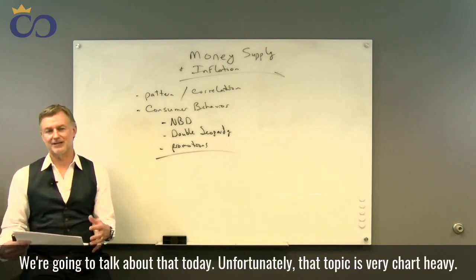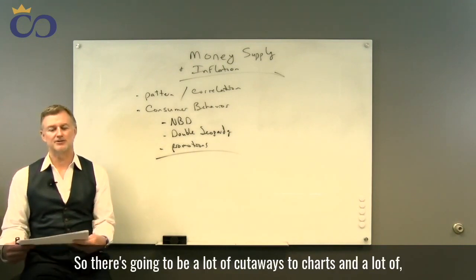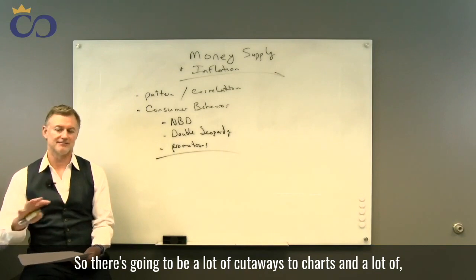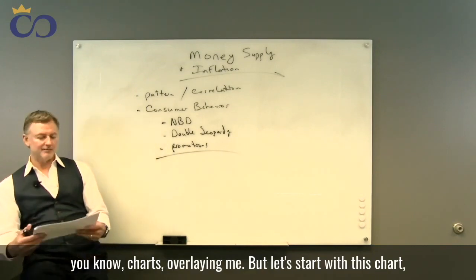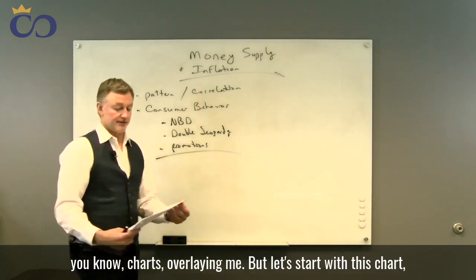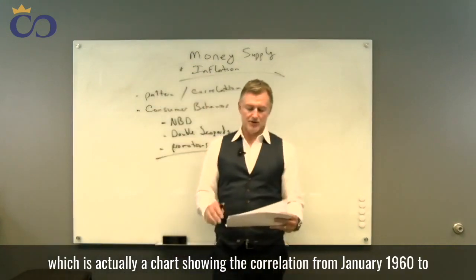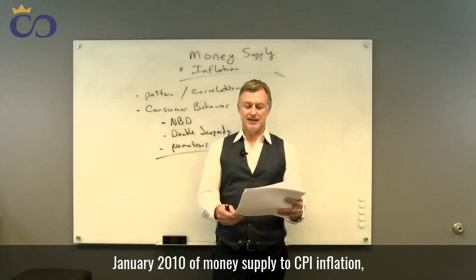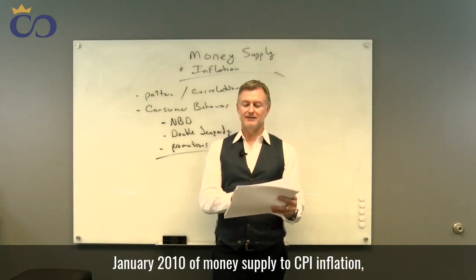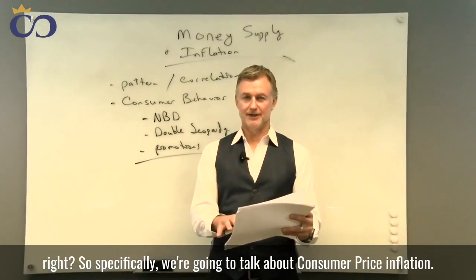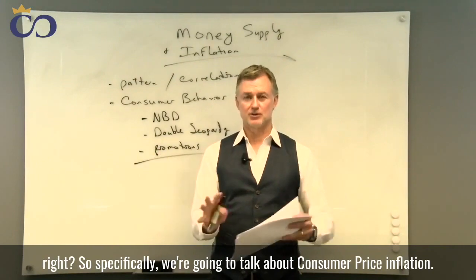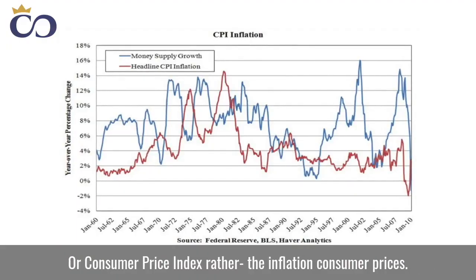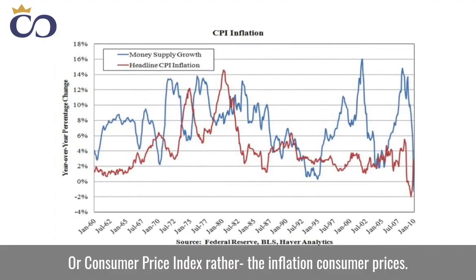Unfortunately, that topic is very chart heavy, so there's going to be a lot of cutaways to charts and a lot of charts overlaying me. But let's start with this chart, which is actually a chart showing the correlation from January 1960 to January 2010 of money supply to CPI inflation, right? So specifically, we're going to talk about consumer price inflation, or consumer price index rather, the inflation in consumer prices.